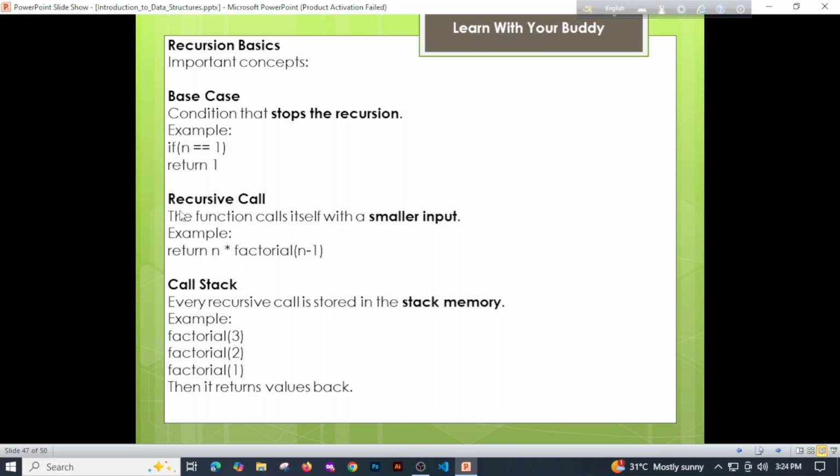And in the recursive call, the function calls itself with a smaller input. For example, return n times factorial of n minus 1, to solve the problem of factorial. Now let's see the call stack. Well, every recursive call is stored in the stack memory. For example, we have factorial 3, then 2, then 1, then it returns values back. Okay, so that was our call stack.